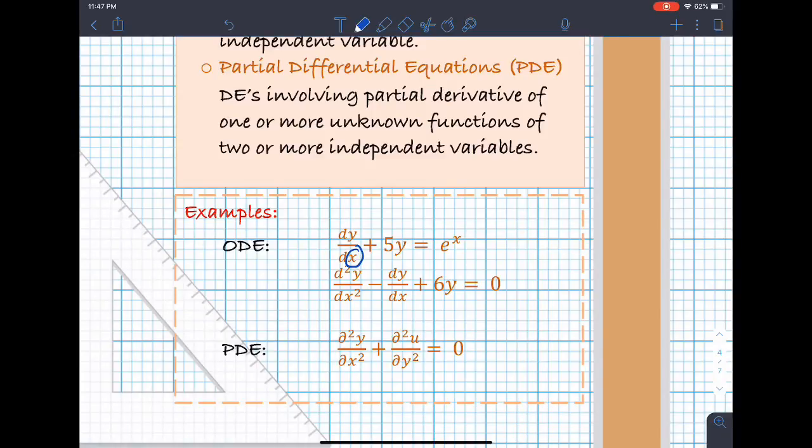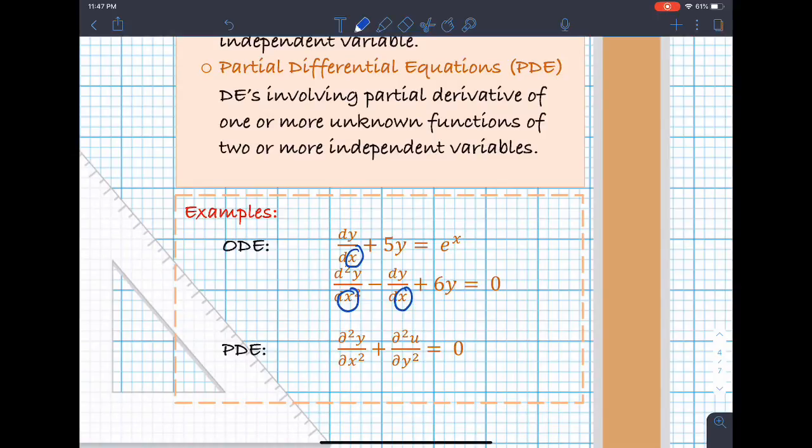Likewise, the second equation: we have the second derivative of y with respect to x squared, minus dy/dx, plus 6y equals 0. Again, our dependent variable here is y, and our independent variable is x. So in this case, this is still considered an ordinary differential equation.